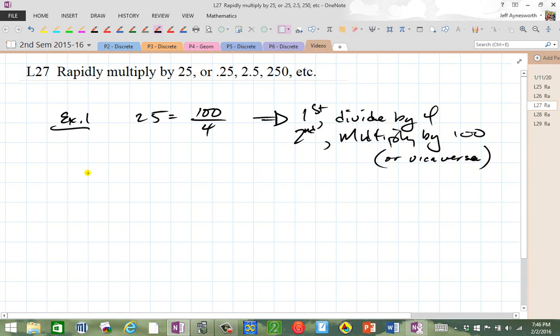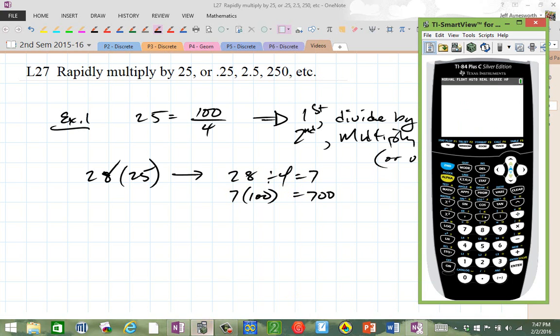Let's suppose that we take 28 times 25. I want to look at the 28, not the 25. I want to divide it by 4, then multiply by 100. So I'm not going to put an equal sign here because I'm going to show the steps. First step, 28 divided by 4, that's 7. Step 2, 7 times 100, 700. And believe it or not, 28 times 25 is 700. It's that simple.